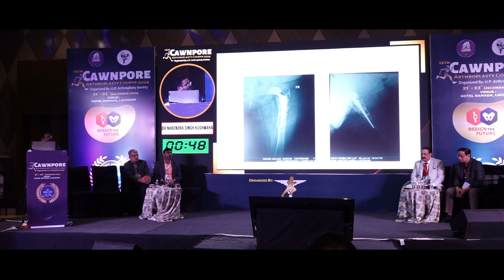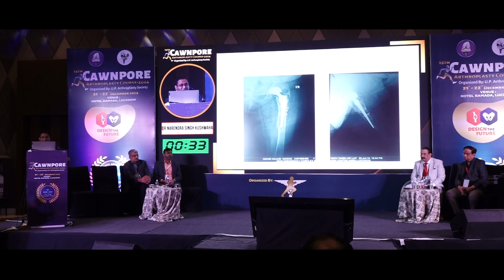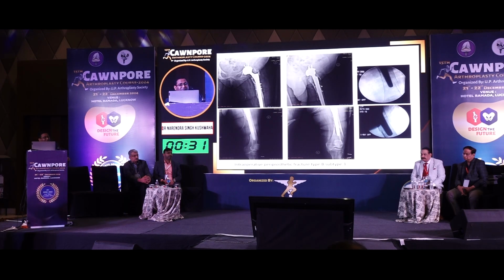A few cases before the end. This lady came to us with a bipolar in situ, loose implant. After proper investigation, ruling out infection, we decided to do a total hip replacement. A long uncemented stem was used, and during reduction, this happened. Type B subtype 3 fracture occurred on the table.